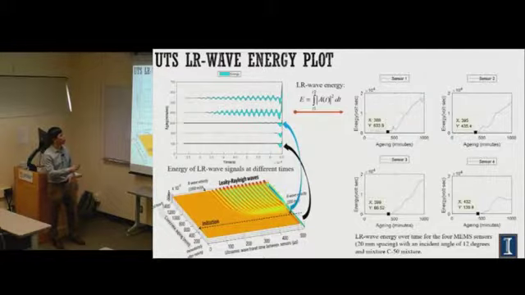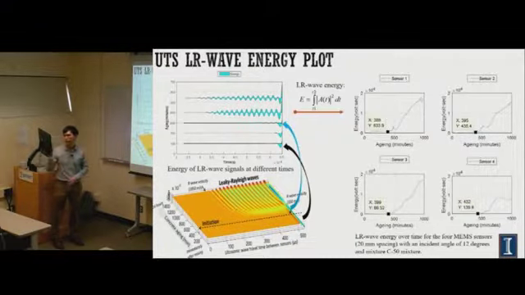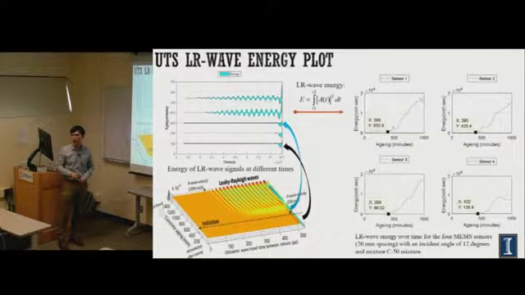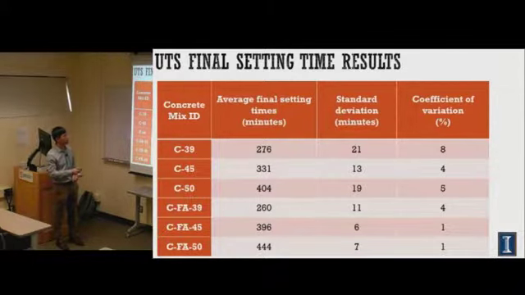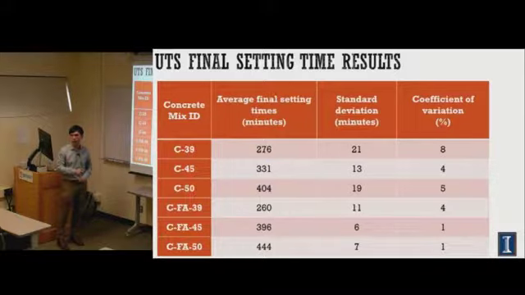I calculated wave energies over time. Then you see here at the beginning, there's no wave energy. But then when the wave appears, the energy moves up radically. So at this moment, I define the final setting time of the concrete. So here's the result that I found from the 6 mixtures. They have different times, they have different standard deviations, but they also have very low coefficients of variance. It's showing the precision of the technique.